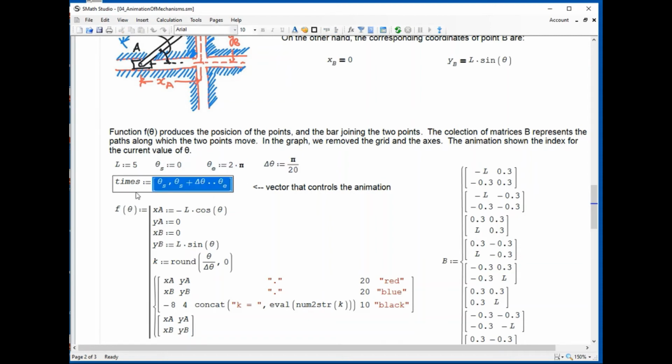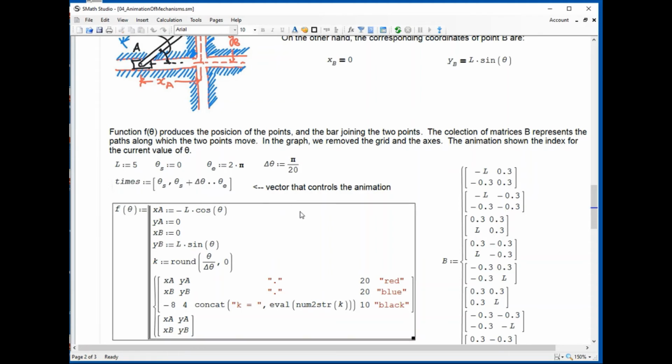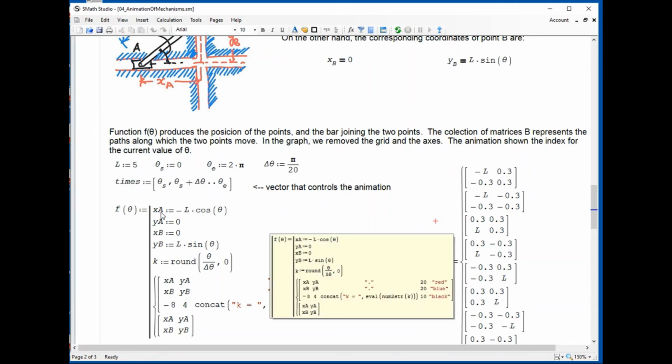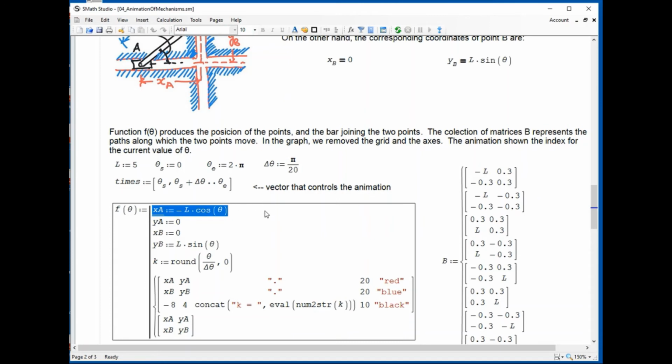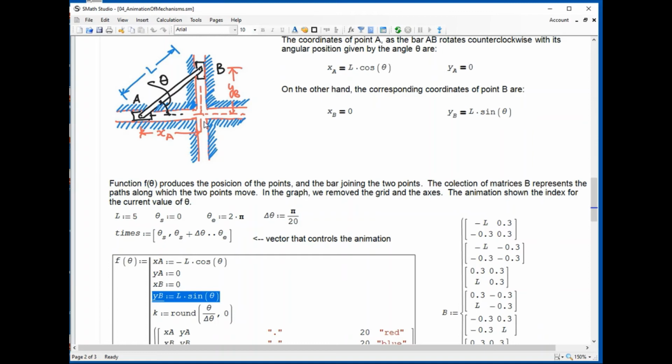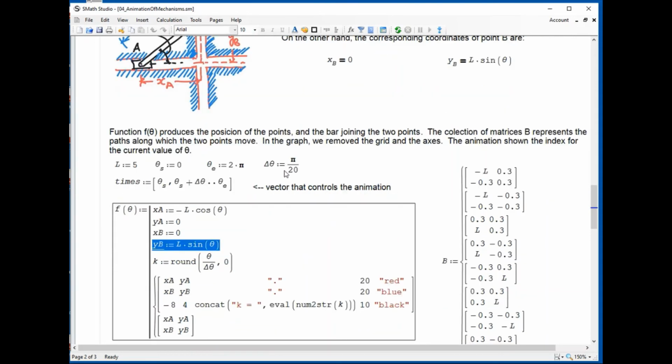We produce this vector that controls the animation, and this function that produces the values of XA and YB. Now, in order to follow the coordinate system here, the XA that I put when the angle theta is from 0 to pi has to be negative. That's why I put that minus sign in there, whereas YB is positive. Then I'm going to put an index, which is simply the result of dividing theta by the increment, so it's going to be a finite number of increments.